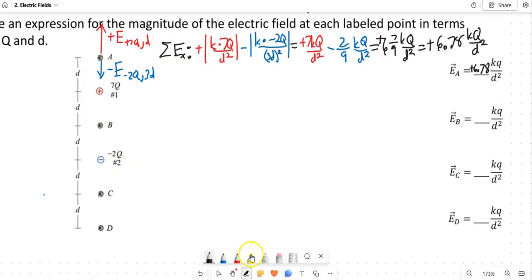So I'm going to go through these other ones quickly. The red charge is creating an electric field pointed straight down. So that's going to be negative. Positive 7q, that is distance d away. This guy is going to be pointed also down.